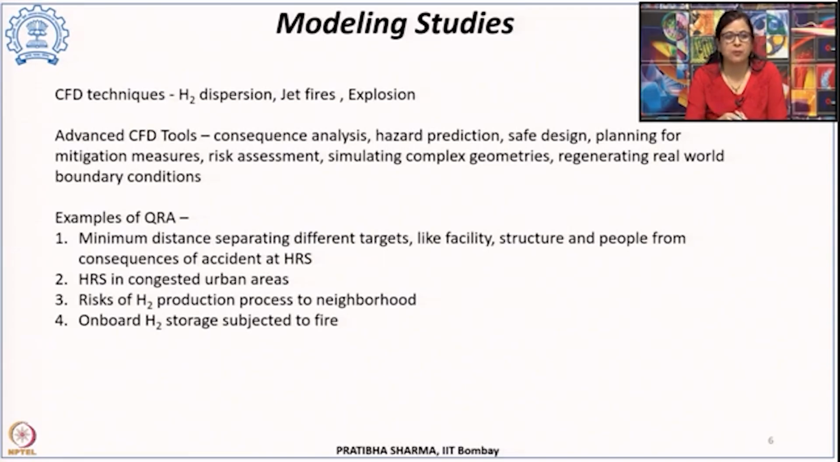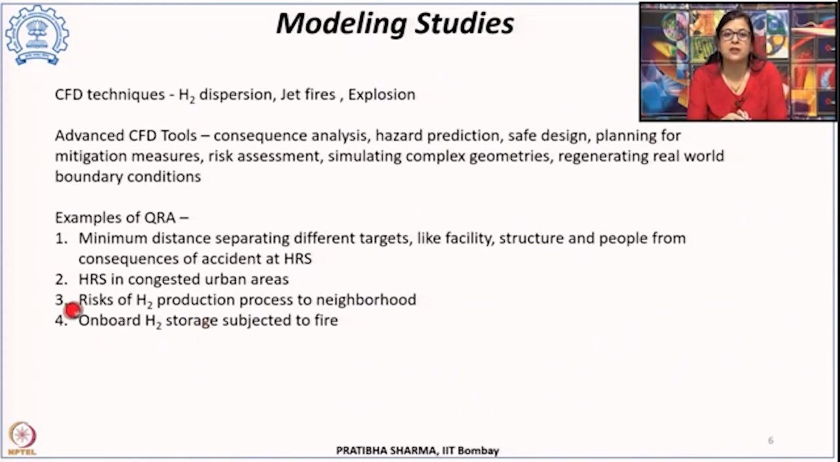Now some of the examples of quantitative risk assessment include the minimum distance between the target, like the facility, structure and people at a hydrogen refueling station, which could be identified. What should be the separation between the facility and the structure or the surrounding people who are coming at a hydrogen refueling station? So that safe distance can be predicted using these QRA.